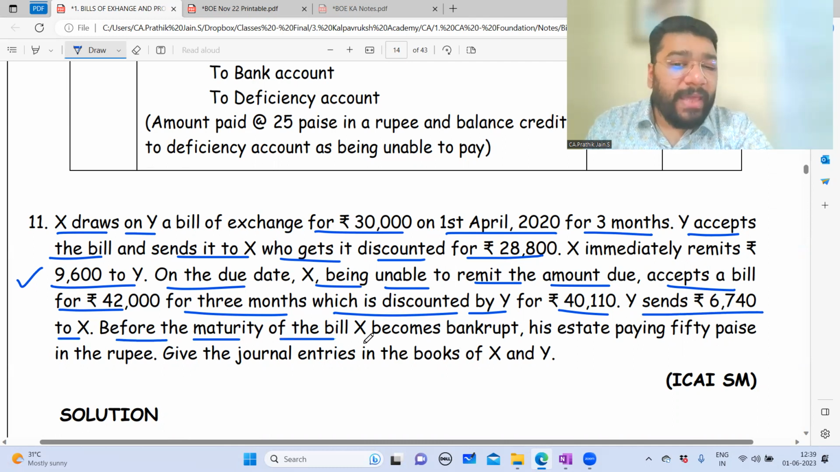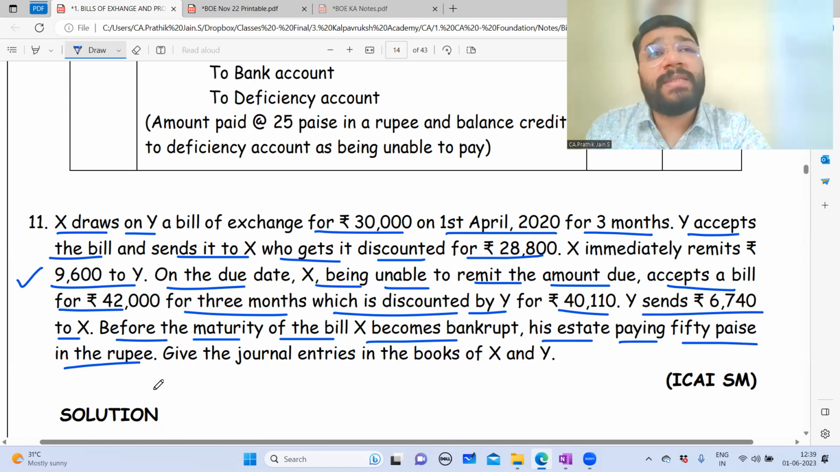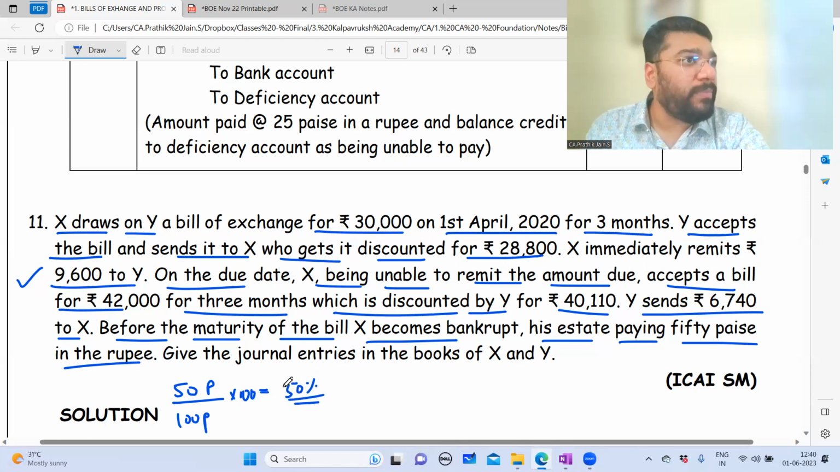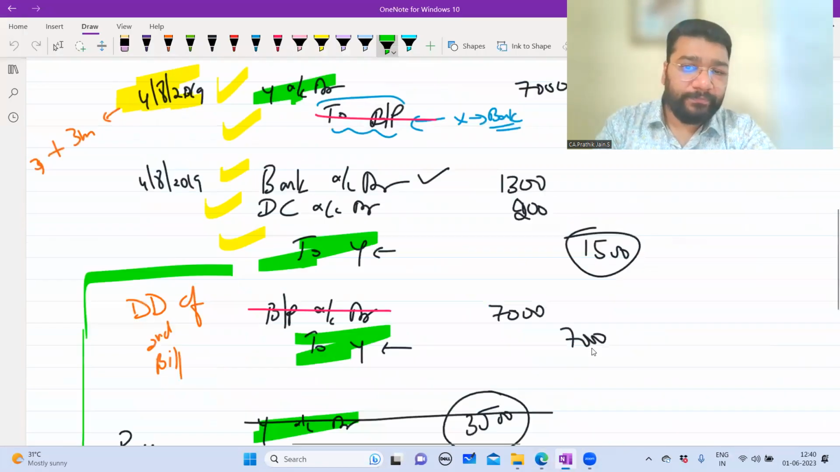Before they mature the bill, X becomes bankrupt, insolvent, pauper. His estate is paying 50 paise in a rupee. 50 paise in a rupee means what? How much percentage is recoverable? So 50 paise out of 1 rupee. 1 rupee means 100 paise. Into 100 means percentage. If I calculate, it is 50%. So 50% of the final value is recoverable. Pass the journal entries in the books of both X and Y. Let's do it, people.